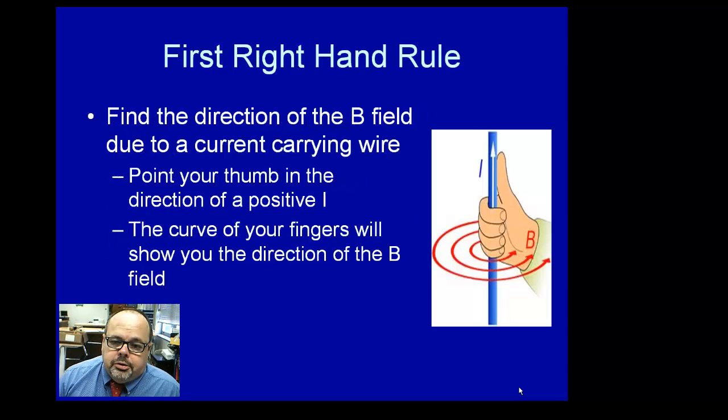Now let's go to the first right-hand rule. It's to find the direction of a B field due to a current carrying wire. In other words, if we have current running through a wire, what's the magnetic field around it like? You simply point your thumb in the direction of the positive I. In this case, it's going up, and then your fingers will wrap around and tell you the direction of the B field. So essentially, grab the wire in the direction of positive current and wrap your fingers around it.